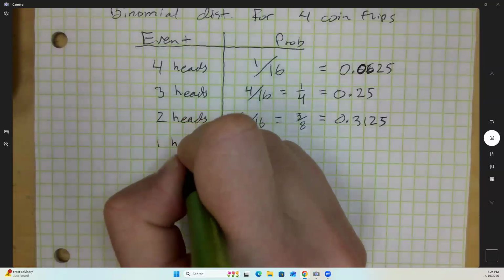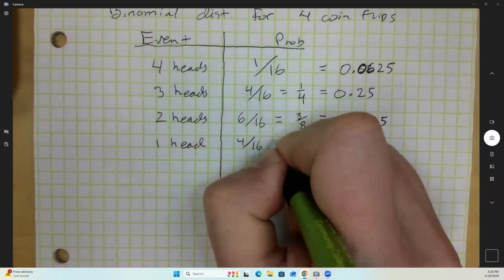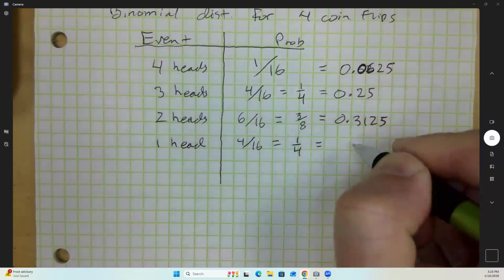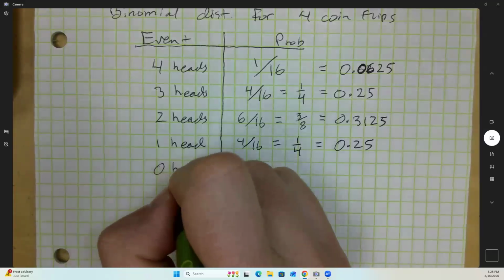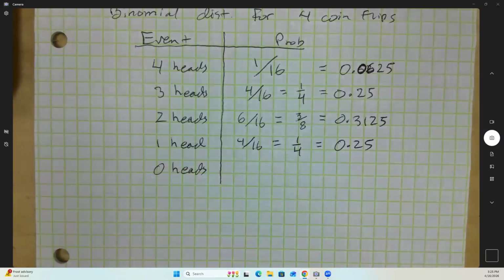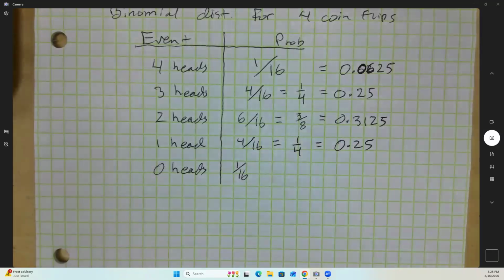Or 1 head, which is the same as 3 tails. So that's 4 out of 16. 1/4, 0.25. Or 0 heads. That only happens if they're all tails. There was only 1 way to get all tails.